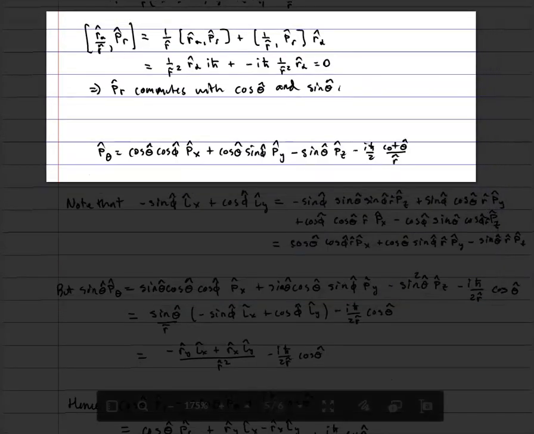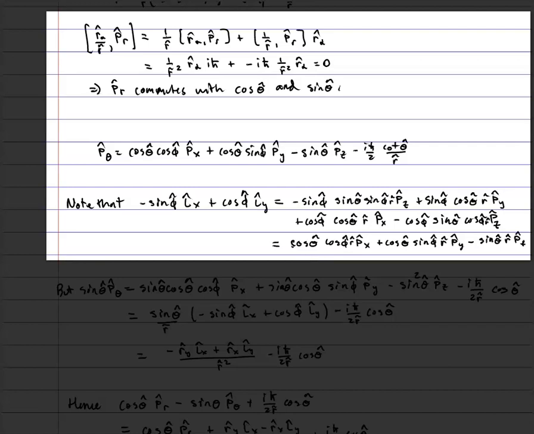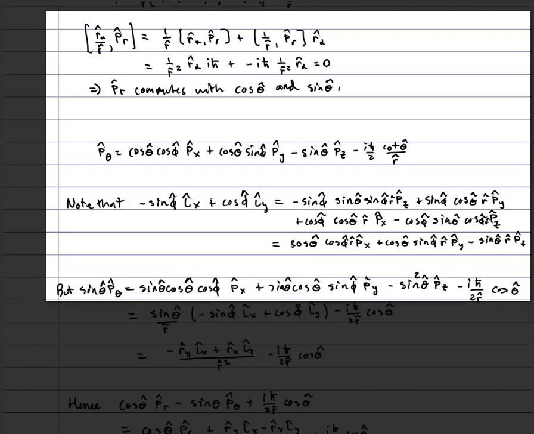Now, the p theta has this complicated form, cos theta hat cos phi hat px plus sine theta hat sine phi hat py minus sine theta hat pz, minus I h bar over 2 cotangent theta hat over r hat. The minus sine phi hat Lx plus cos phi hat Ly, we can also write that in terms of the spherical coordinates. I'm not going to read that out for you, but you have it down here for you. You might want to carefully work that out for yourself and see what the simplifications are as you get that into the Cartesian coordinates.